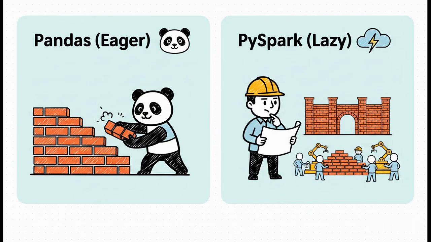Okay, I want to zoom in on this lazy execution thing, because it's a total game changer for performance. Think of pandas like a contractor who lays one brick, then the next, immediately. PySpark is like an architect. It looks at the entire blueprint of everything you want to do first. It figures out the smartest, most efficient way to build the whole thing, and then it starts executing. This avoids tons of wasted work, and it's a huge reason it can handle massive scale.